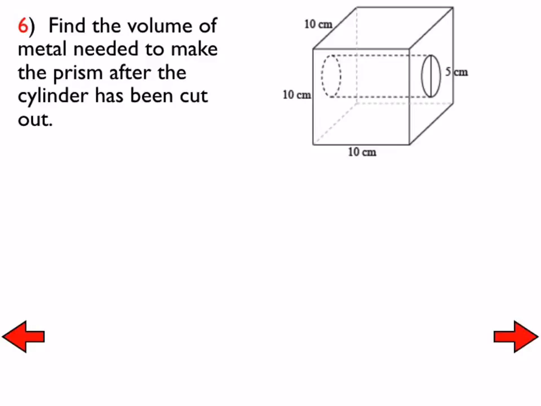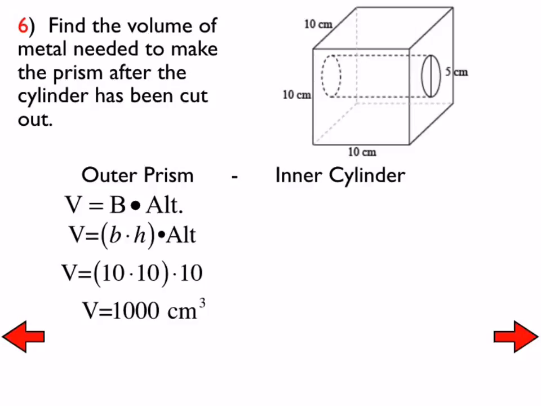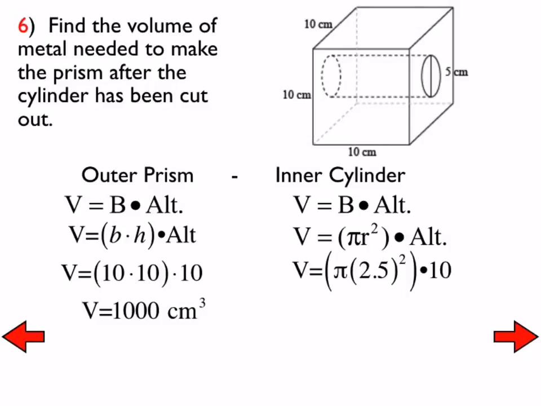In number 6, I see this as a square prism with a cylinder cut out of the middle of it, and the cylinder has a diameter of 5. And so the outer prism is, of course, the area of the base, which is 100 times 10. And so the volume of the prism is 1,000 cubic centimeters. And we're going to take away from that the volume of the cylinder. Well, the volume of the cylinder comes from pi times the radius squared, which is 2.5 squared, times the altitude, which is 10. And that would be 62.5 pi. And, of course, we can't combine pi's because the prism doesn't have pi involved.